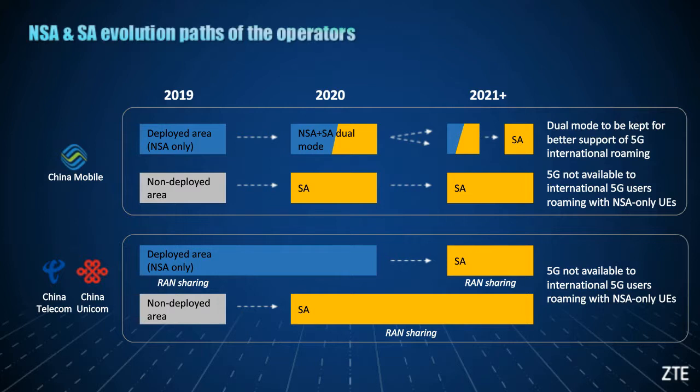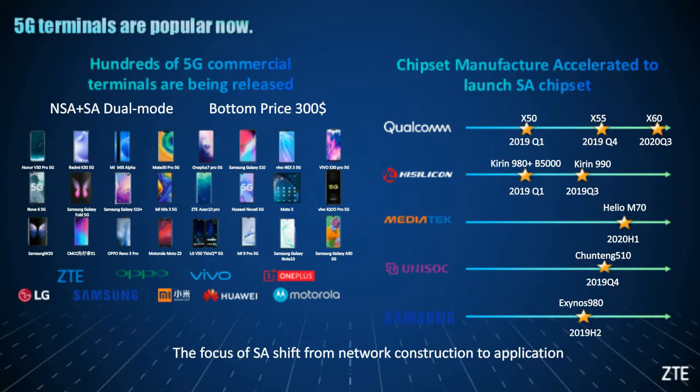Let's come to this one. I think the picture is showing the handsets you can see in the market. Nowadays we have plenty of choice of dual mode handsets in the market. The good news is that it will be very difficult in the China market to buy only a non-standalone mode handset. Actually, most of the handsets are dual mode.